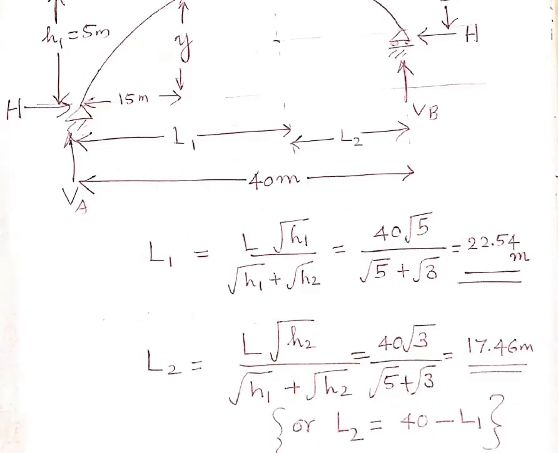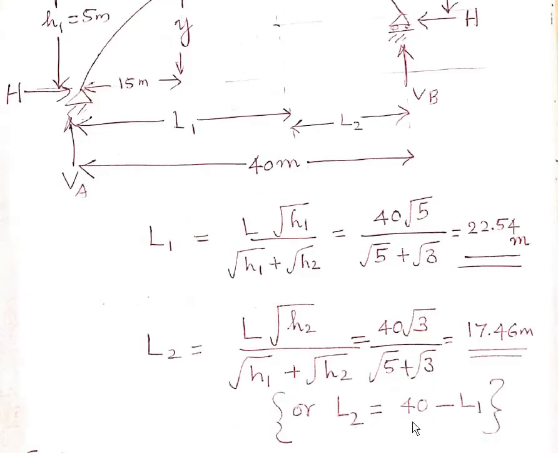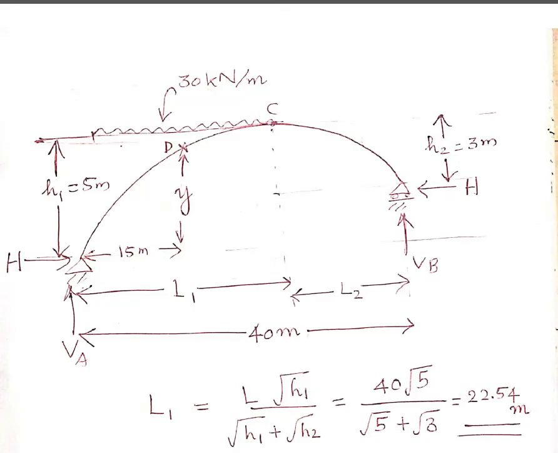And next is the calculation of L2. So L2 is nothing but 40 minus L1, or the total span minus L1. So here the other equation is also valid, just to remind you that, but we need not apply it, as L2 is equal to L minus L1, span minus L1. So here we got the values of L1 and L2. Now we have to calculate the reaction components as usual. So the support reactions are VA, VB and H.